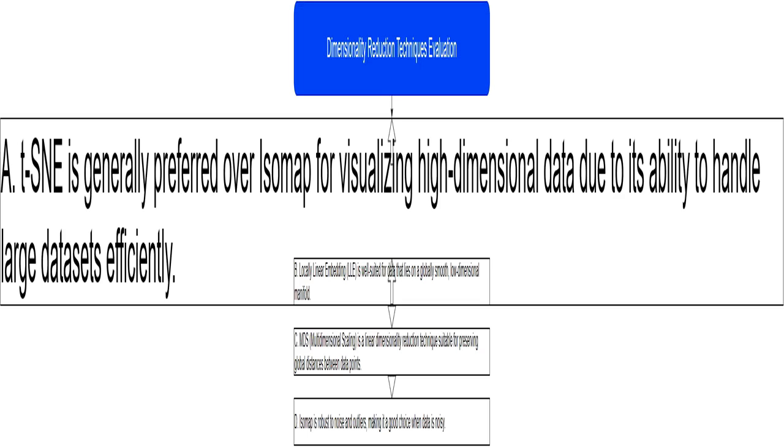This statement is incorrect. While t-SNE, t-distributed stochastic neighbor embedding, is great for visualization, it's computationally expensive and struggles with massive datasets. Isomap, isometric mapping, often scales better for such scenarios.